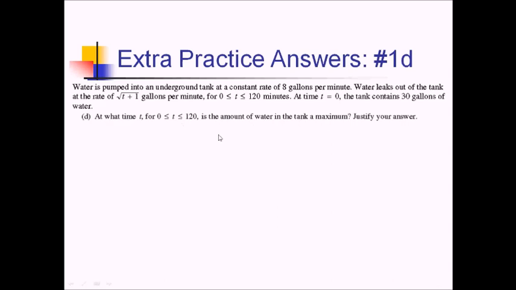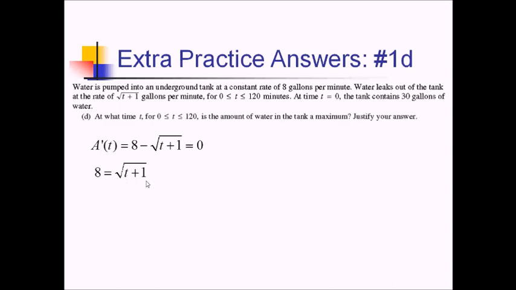All right, so we need some critical values for this, which means we need the derivative A prime of t. Now, A prime of t, that's just going to be your rate in minus your rate out. So 8 minus the square root of t plus 1. And then to find some critical values, let's go ahead and set that equal to 0. So now if I subtract 8 from both sides, divide by a negative, I end up with 8 equals radical t plus 1, or I guess you could just add radical t plus 1 to the other side.